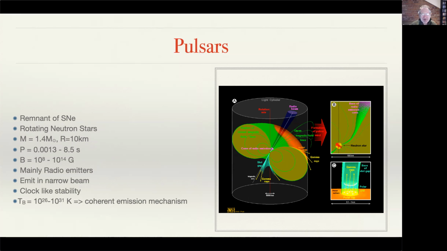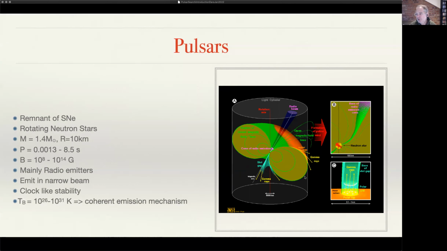On the right-hand side, again, we're showing a schematic of what we think the magnetic field structure is around these neutron stars. These neutron stars are highly magnetized. They have magnetic field strengths of something like 10 to the 8 to 10 to the 14 Gauss. You can see here that the green lines are the magnetic field lines. These field lines close back onto the neutron star. You can see this is bounded by a region.